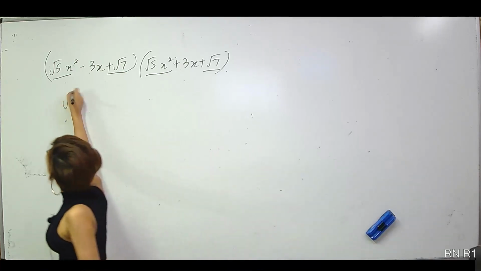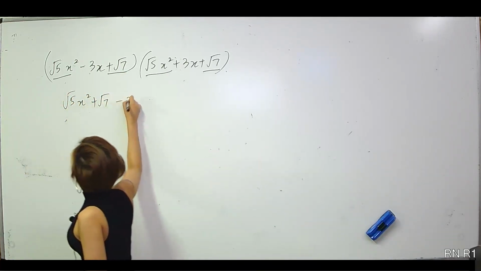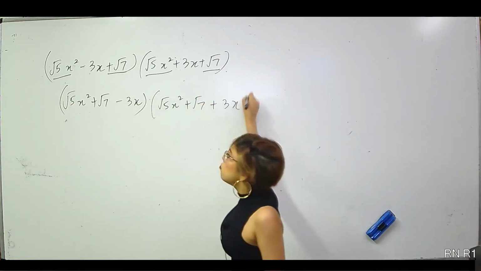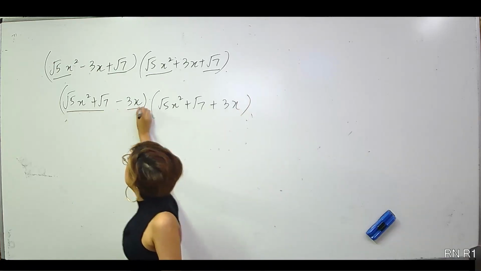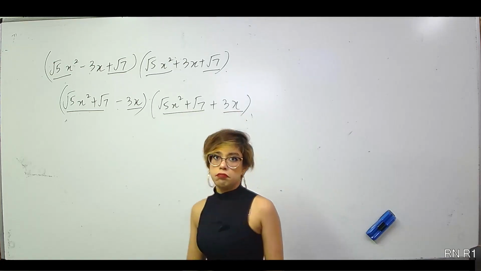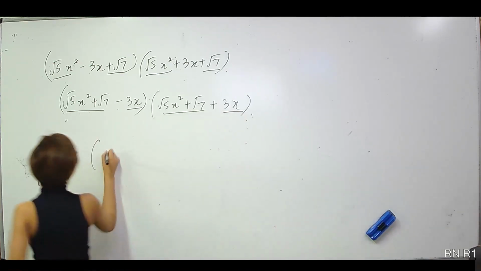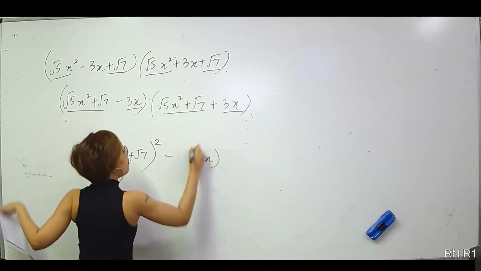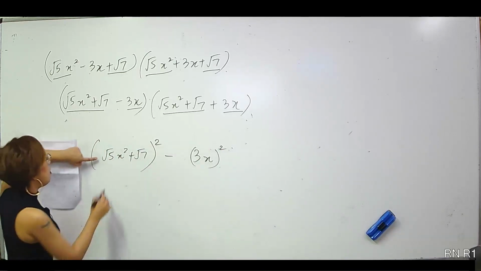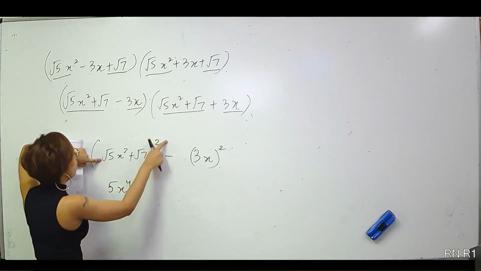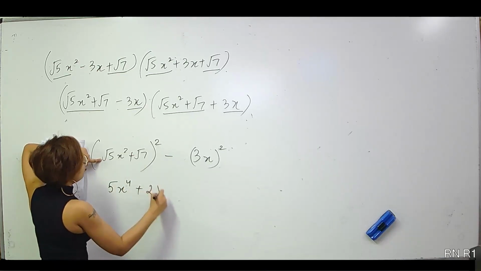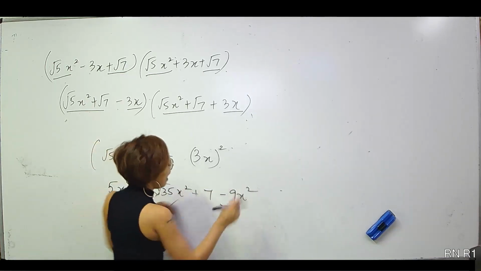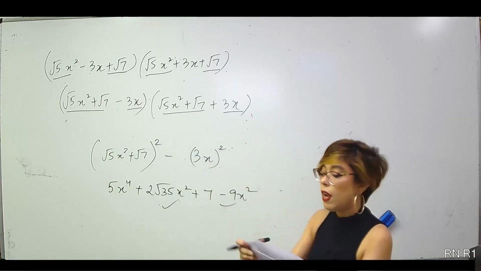So let me rewrite this. Root 5 x squared plus root 7 minus 3x, into root 5 x squared plus root 7 plus 3x. Now, this is a minus b into a plus b, which is a squared minus b squared. So a in this case is root 5 x squared plus root 7, whole squared, minus 3x whole squared. Now, a plus b whole squared you already know, so that will be 5x raised to 4 plus 2 into root this into this, so that is 2 root 35 x squared, plus 7, minus 9x squared. Just combine these two and you'll get the answer. Right? Next one.